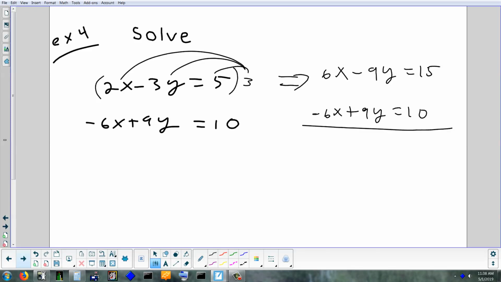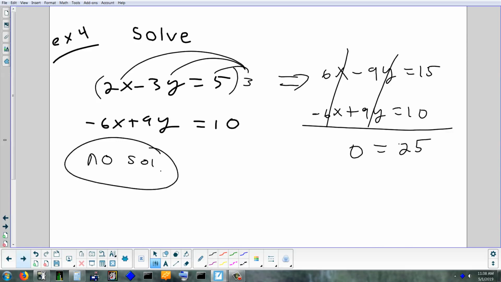What's 6x minus 6x? 0. Gone. What's negative 9y plus 9y? Gone. I have 0 on the left. All my letters disappeared. What's on the right? Well, we're adding, so 25. All right, we're done with the problem. Now we have to write the answer. No solution. You ended up with a statement that's not true. If you end up with something like that, that means no solution.